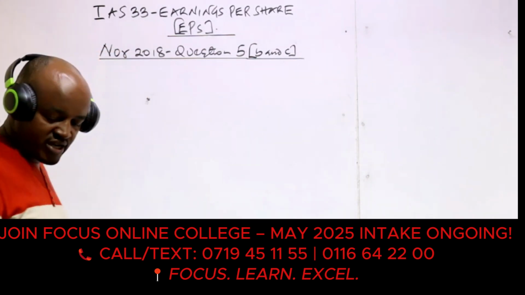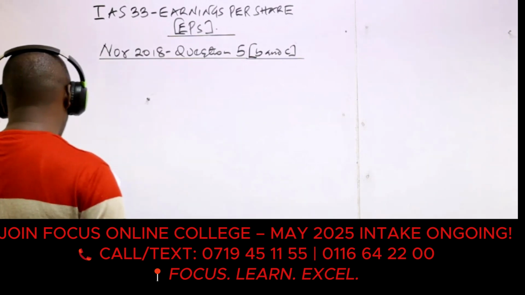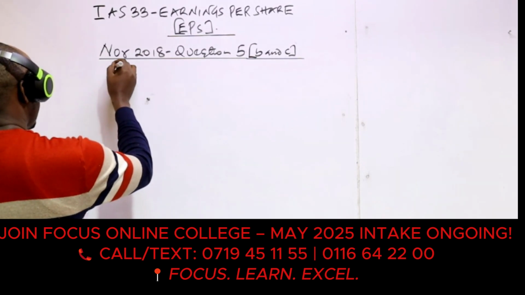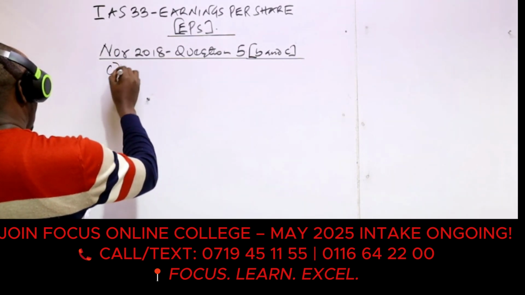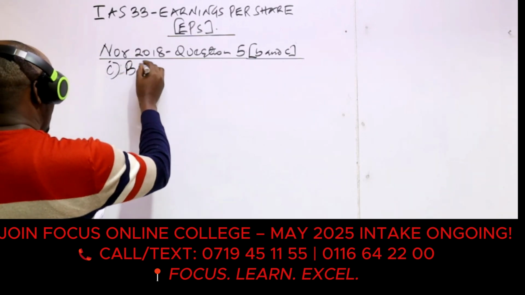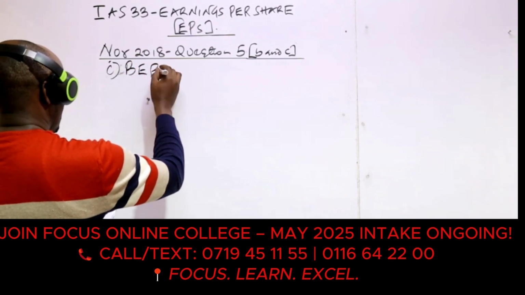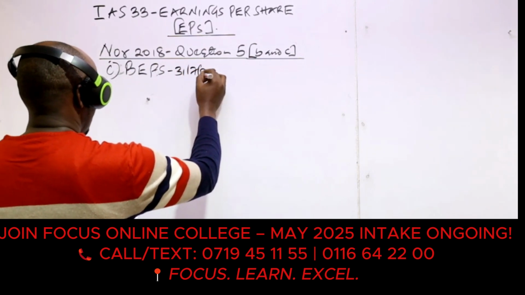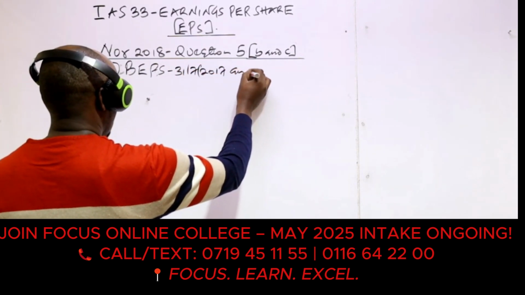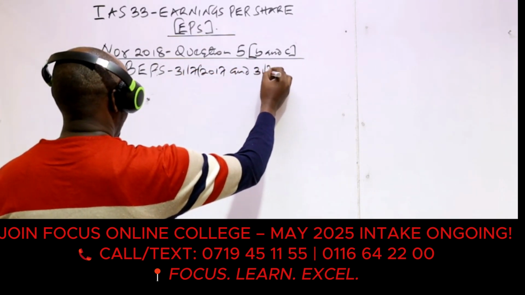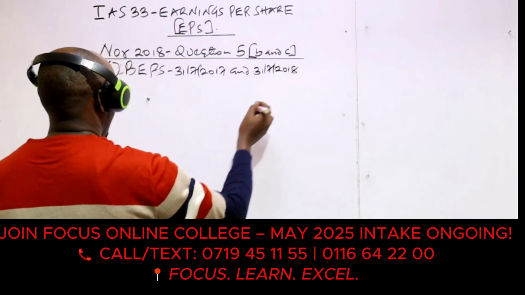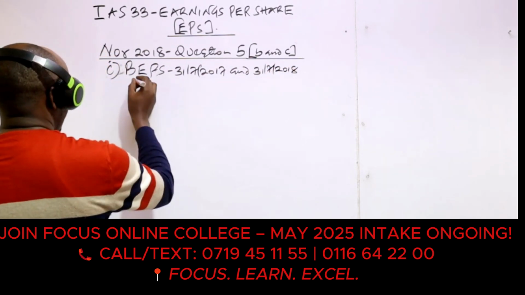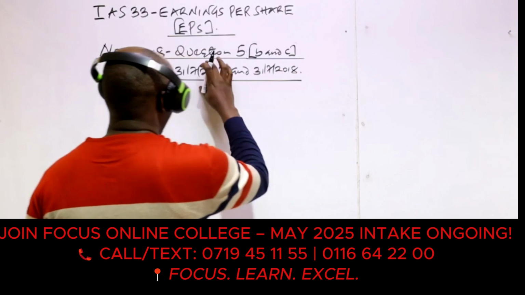Basic earnings per share for 2 years. So Roman 1, basic earnings per share for the year which ended 31st of July 2017 and 31st of July 2018. So automatically, we're going to start by computing the earnings per share for the first year.